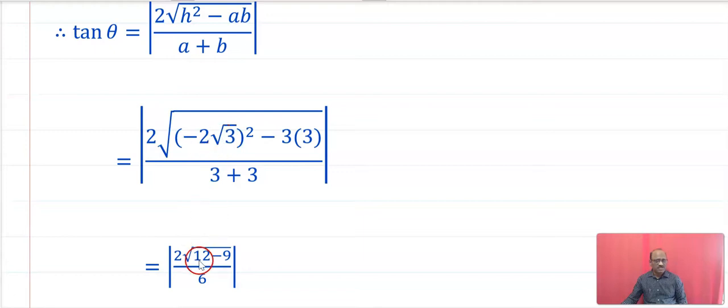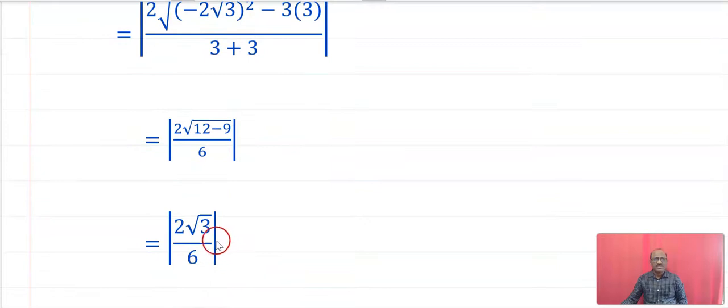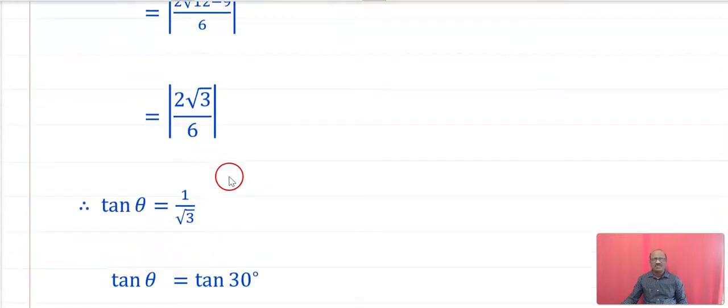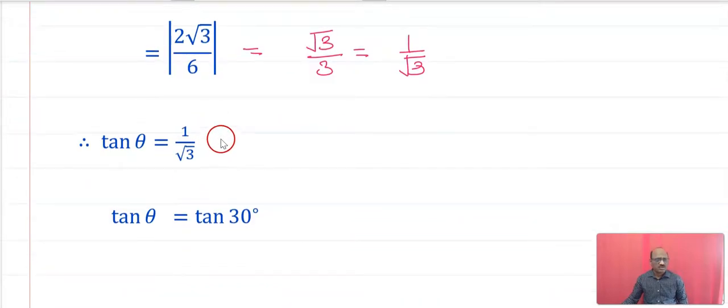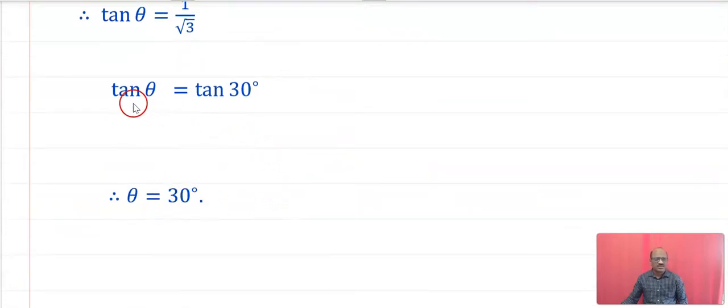4 into 3, that is 12. 12 minus 9, 12 minus 9 is 3. That is 2 root 3 upon 6. And if you simplify it, then what will you get here? Here you will get root 3 upon 3. And if you simplify it, then you will get 1 upon root 3. Therefore, tan theta is equal to 1 by root 3 and hence theta is equal to tan 30. Okay, sorry, tan theta is equal to tan of 30 and hence theta is equal to 30 degrees.